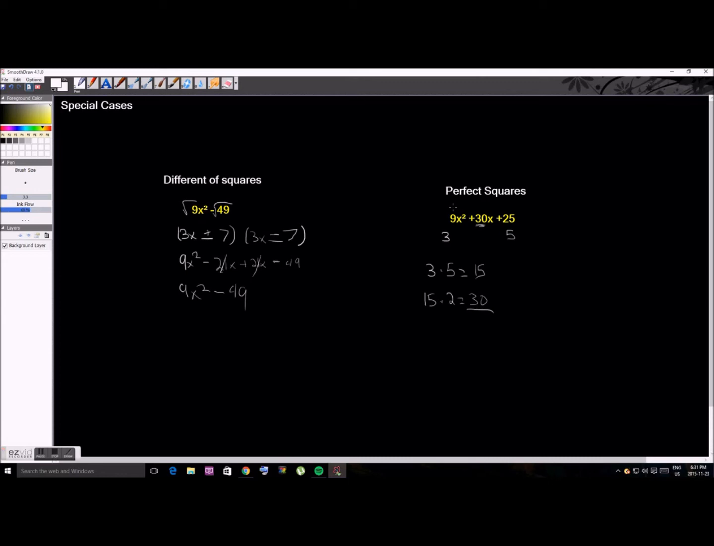Okay, if we were to expand this, it would turn into 9x squared. Now we're going to go to the 5s. It's going to go plus 15x plus 15x because of this. Now plus 5 times 5 equals 25. When we simplify that, plus 30x plus 25. Now if we were to look here, this is the same as the top.